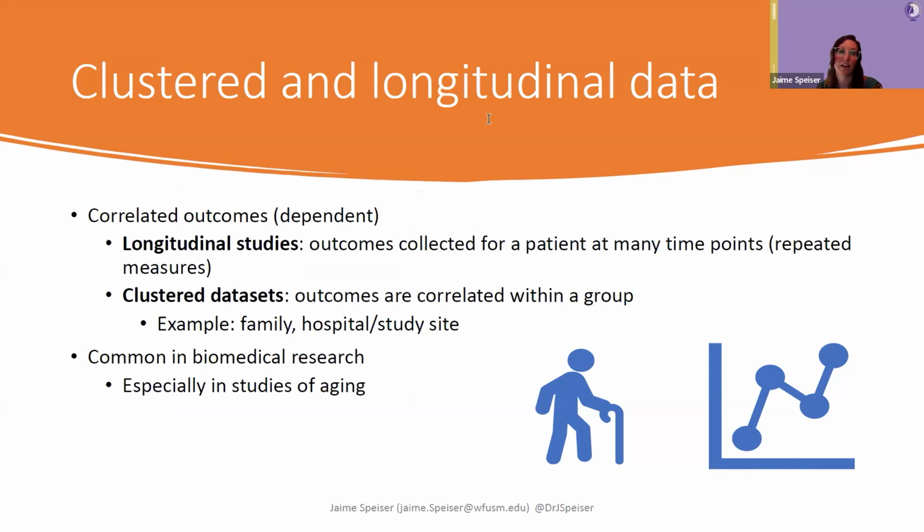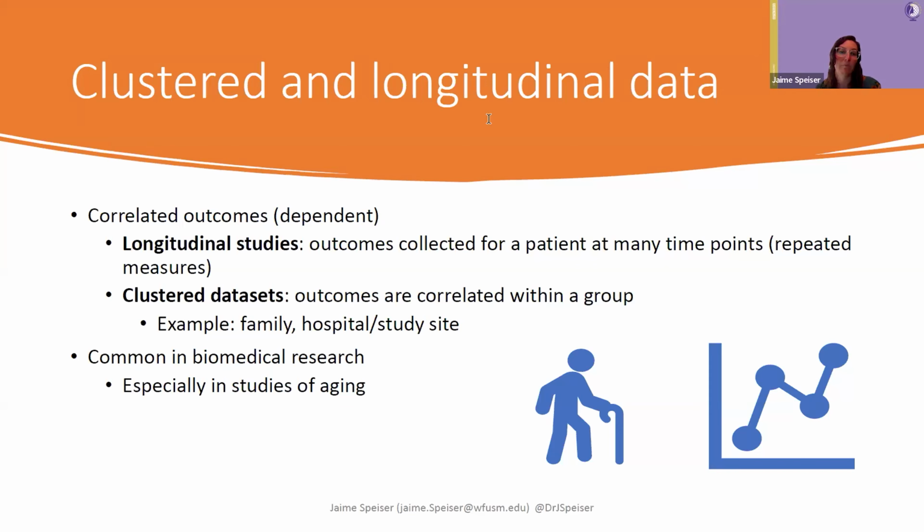The main area of my work is clustered and longitudinal data. As you all remember from your statistics courses, when we have longitudinal data, or the more general term is clustered data, our outcomes are correlated or form some sort of dependency structure. A very common type of longitudinal analysis that we see in aging studies is when we have outcomes that are collected for a patient or participant at many time points, or some people also call this repeated measures. But the more general term is clustered data, which is just when outcomes are correlated within some sort of group.